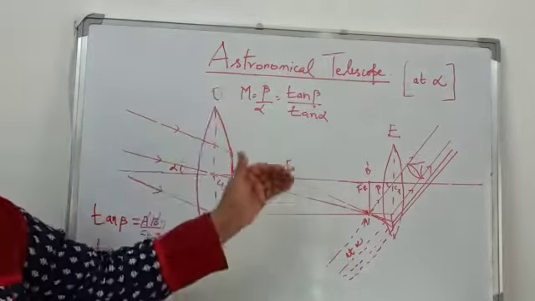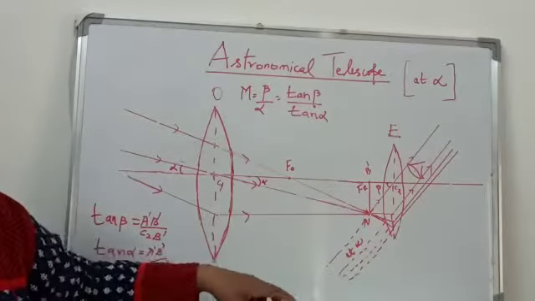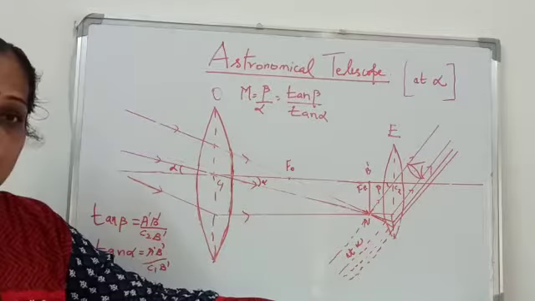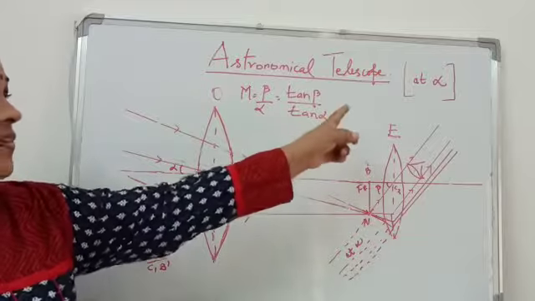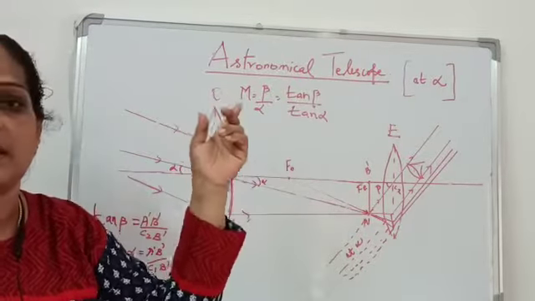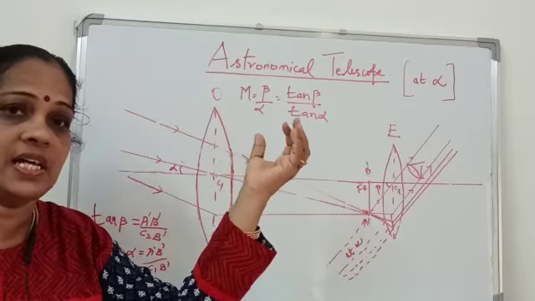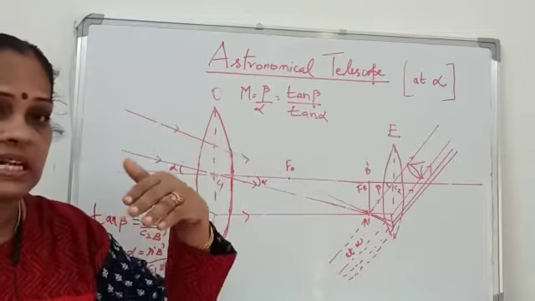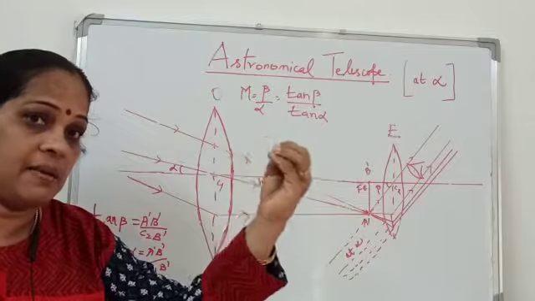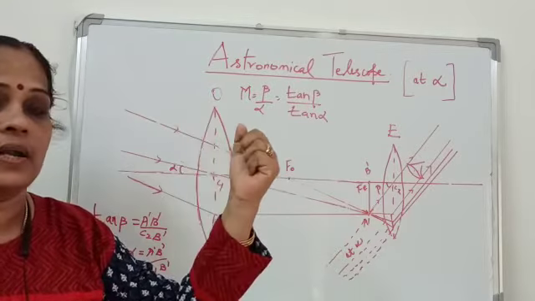Now we are going to see the magnifying power of the astronomical telescope. First, when the final image is formed at infinity. As you know, when the image is formed at infinity, though the magnifying power is less, we are able to see the image with a relaxed eye.